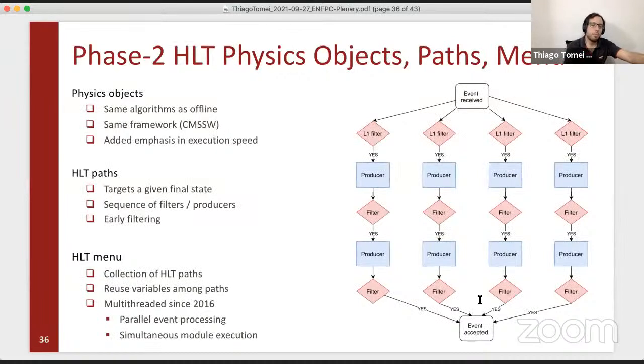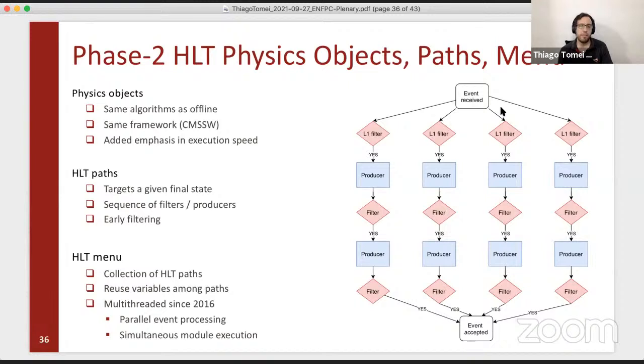Let me quickly tell you about the physics objects, paths and menu of the high-level trigger. And one interesting thing in CMS is that the physics objects that we build in the trigger use the same algorithms as offline, they use the same framework, CMSSW, but we add a lot of emphasis on the execution speed. Of course, you have to manage the three things. You have to have high efficiency, low rate, and high speed.